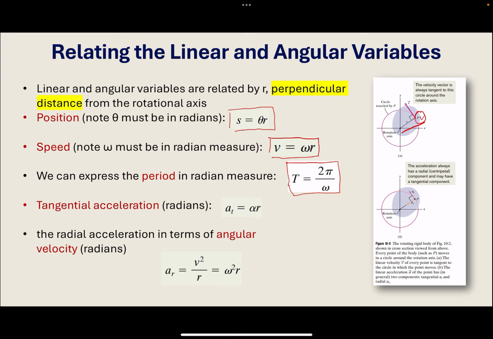Then we have tangential acceleration. When angular velocity changes, each point has a tangential acceleration. So we have a t, or a tangential, equals alpha r. This acts along the tangent to the circle and depends on both angular acceleration and radius.